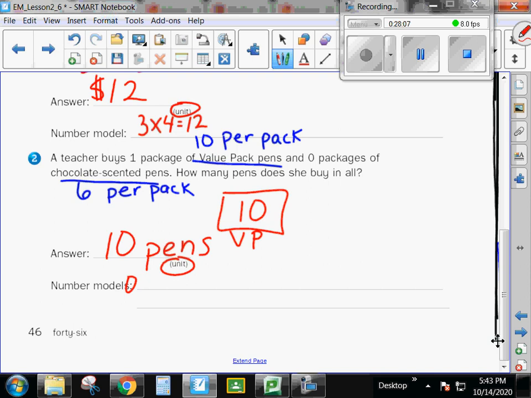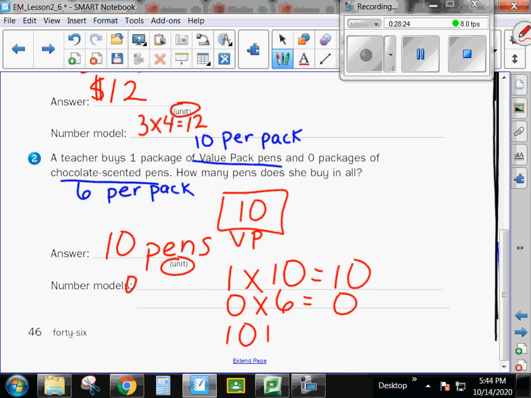Now what are my number models? It says number models, so I have 2 pieces of information here. My number model should have been, well, I have 1 pack of 10, which equals 10, and then I have 0 packs of 6, which equals 0. And so you could actually also add 10 plus 0 equals 10. All right, guys, that is it for lesson 2-6.